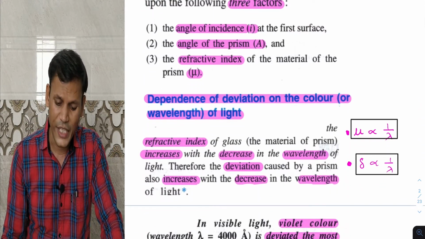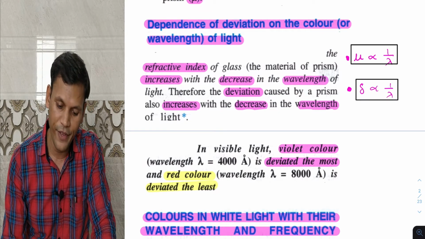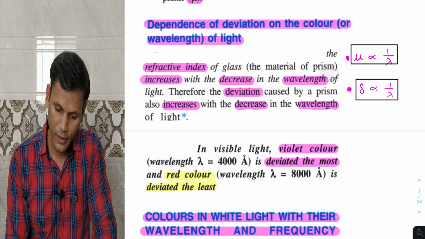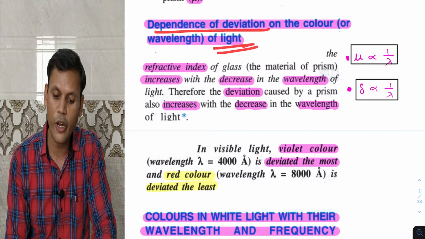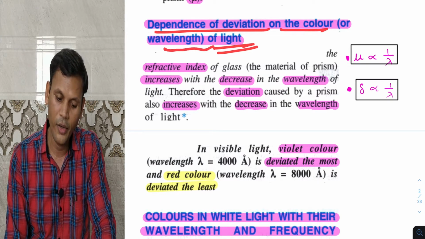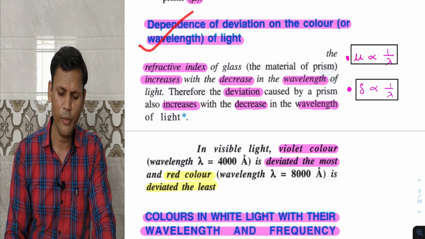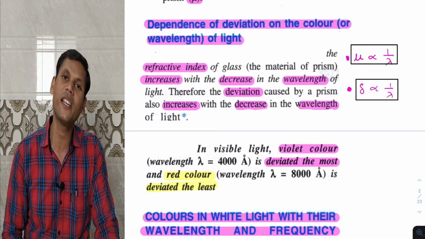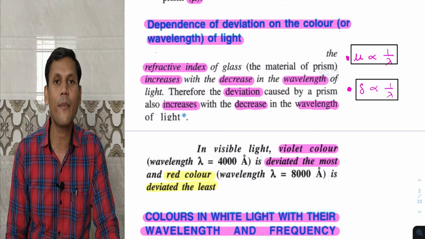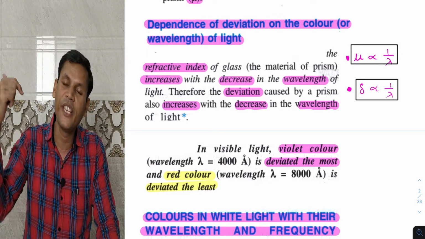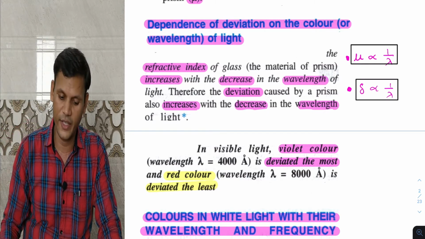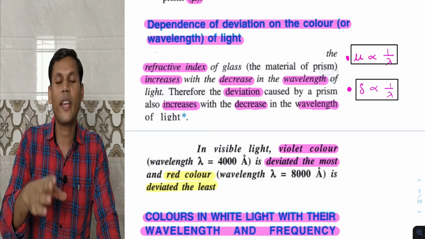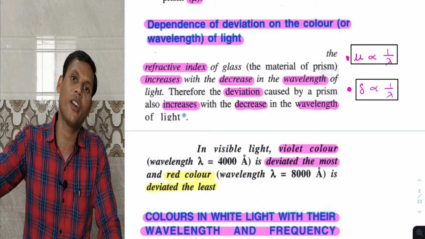Okay. Next is dependence of deviation on the color or wavelength of light. One thing I will tell you before starting this one. We know that red light is used as the danger signal. What is the reason behind that? Because red light will be visible to us from a very long distance. Why will it be visible from a very long distance?